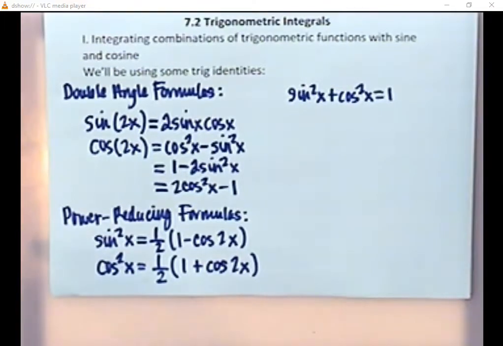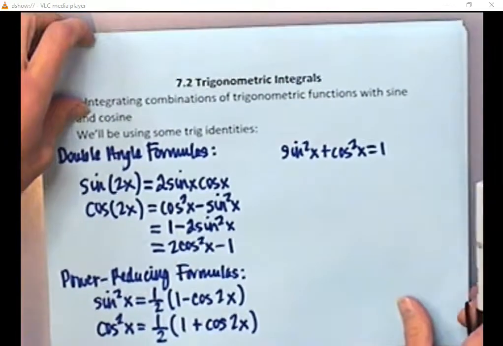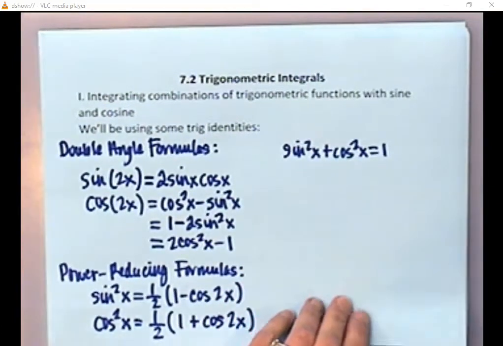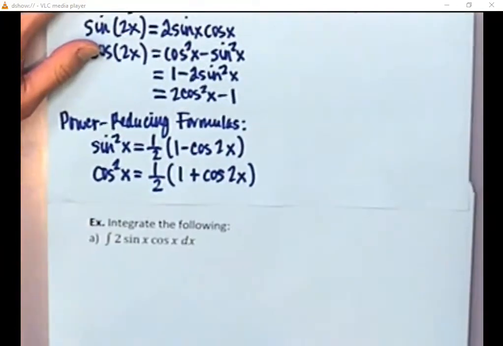Hopefully you remember your derivatives. What's the derivative of sine? We know that, right? Derivative of sine is cosine, right? Derivative of cosine is negative sine. So let's make sure we know which ones have a negative or not. So let's go ahead and look at a couple examples.